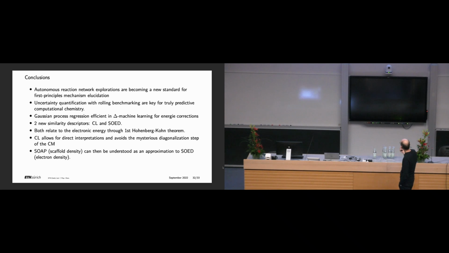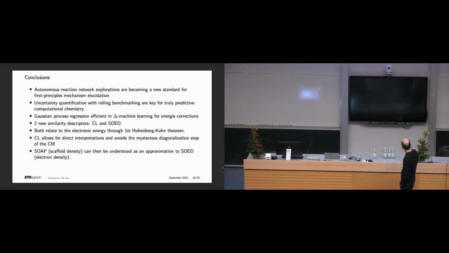Right? So far, we have looked into Gaussian process regression with delta machine learning as a way to assess these uncertainties. Other options are, of course, possible. I have told you about two new similarity descriptors that we developed through our efforts to better understand molecular similarity descriptors, the Coulomb list and the smooth overlap of electron densities.